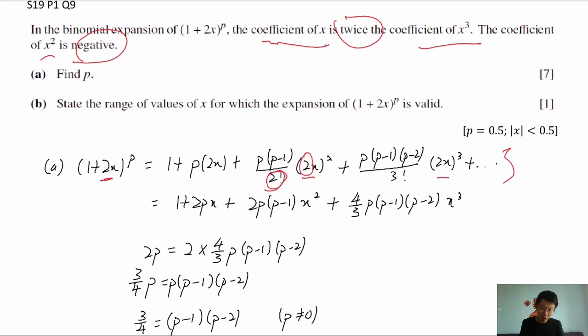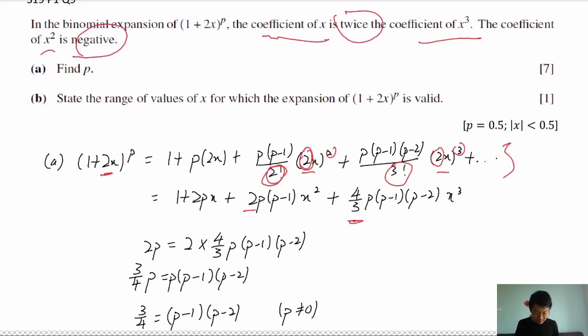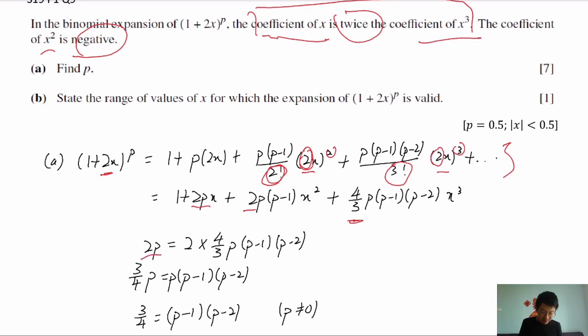Okay, so we have 2 factorial and a 2 squared here, which gives us 2, and we also have 2 cubed divided by 3 factorial, and then we have this value accordingly. From there we look at the first information given: the coefficient of x is twice the coefficient of x cubed. So the coefficient of x is 2p, which is twice the coefficient of x cubed, which is this thing.